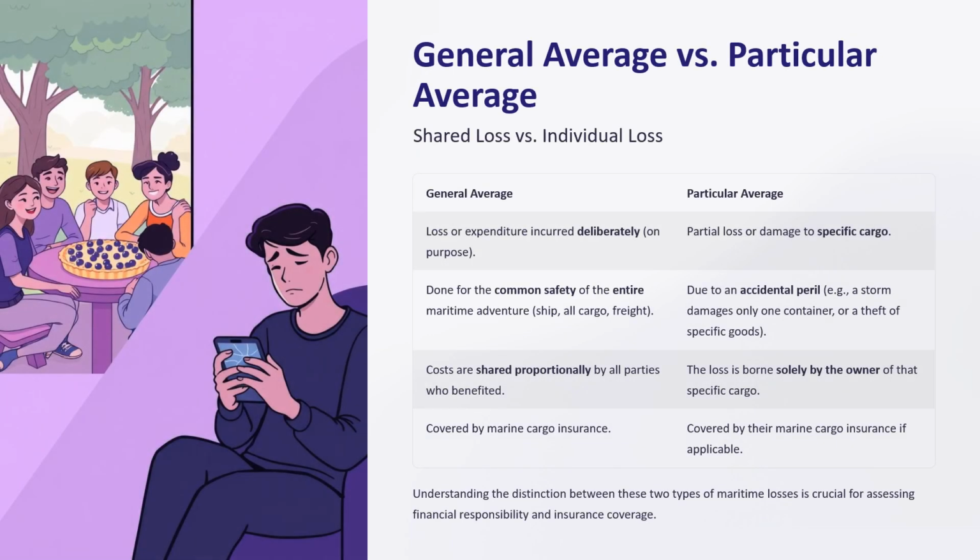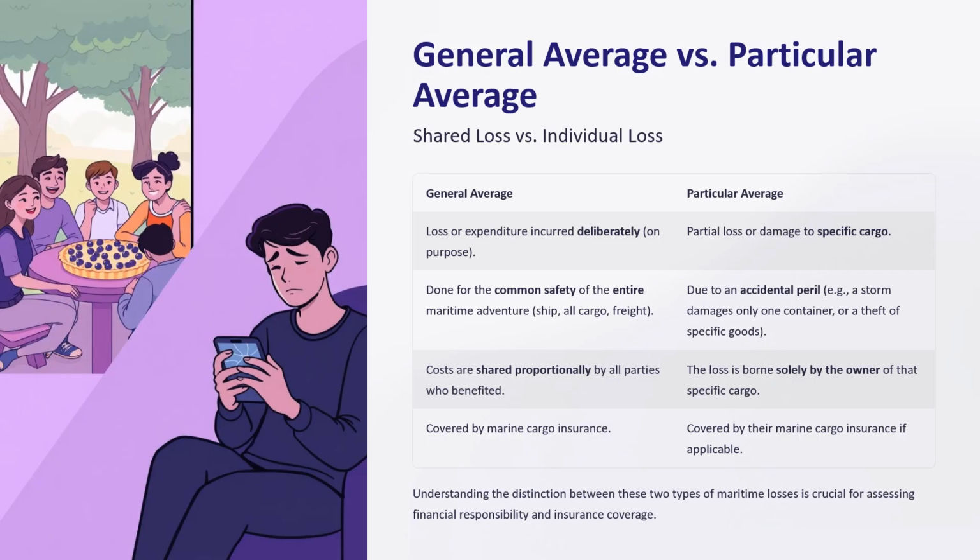So, to clarify, let's compare general average versus particular average. They sound similar, but they are quite different. General average, as we have discussed, involves the loss or expenses that were incurred deliberately, meaning on purpose, and it was done for the common safety of the entire maritime journey, including the ship, all the cargo, and the freight. Because everyone benefited from this sacrifice, the costs are shared proportionally by all those parties.